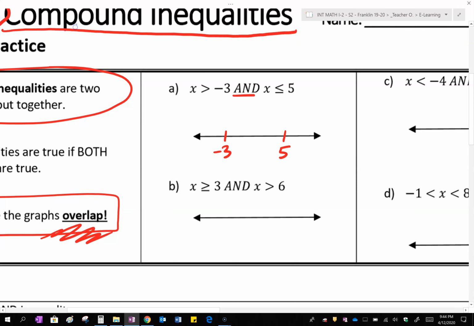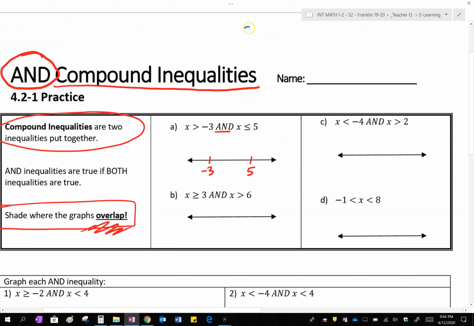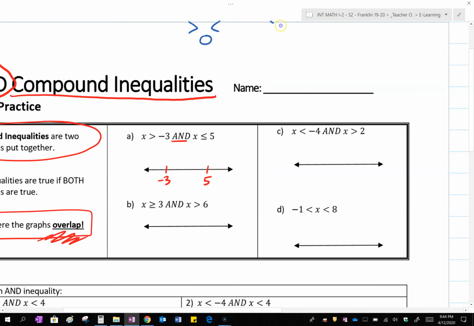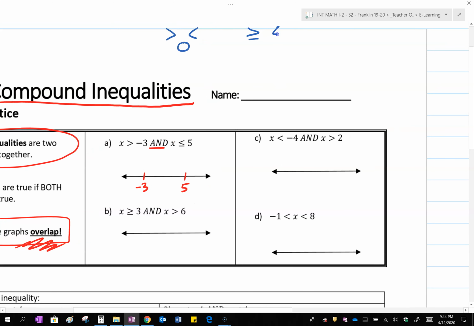Now we have to remember the types of circles that we use. And if it helps you remember, an open circle goes with these two symbols, and a closed circle goes with these two, right? These little screaming people, the yelling people. So just remember these sets of symbols. So x is greater than -3, that uses an open circle. And x is less than or equal to 5, that uses a closed circle.